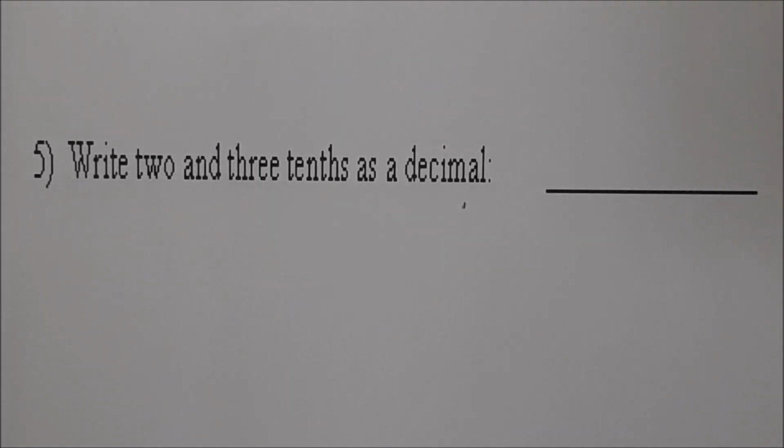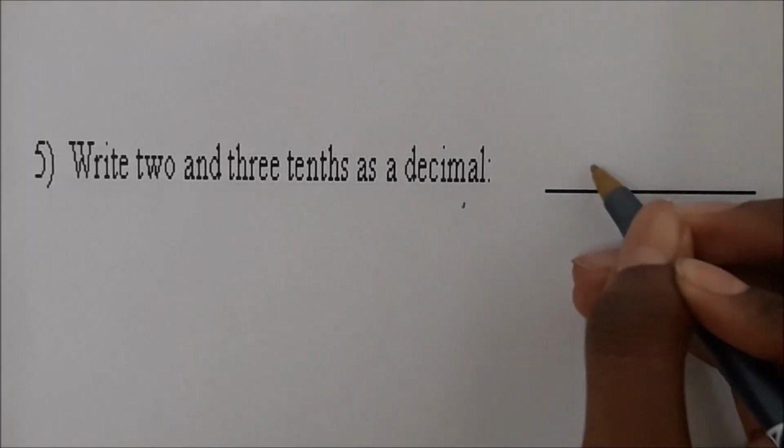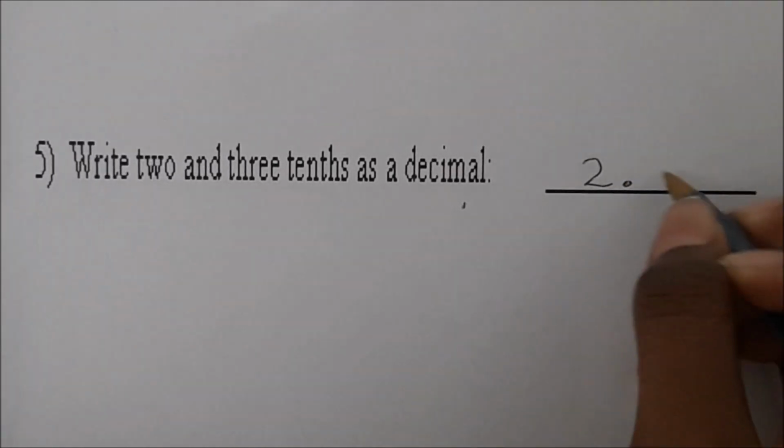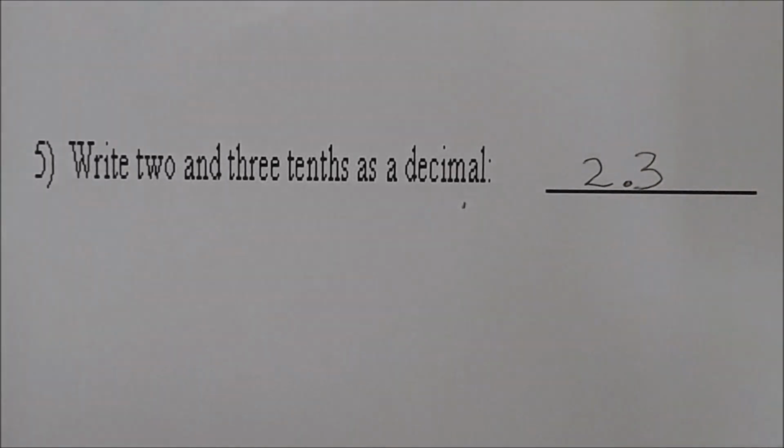Number 5. Write 2 3/10 as a decimal. Write it for us. 2.3. 2.3 is 2 3/10. Very good.